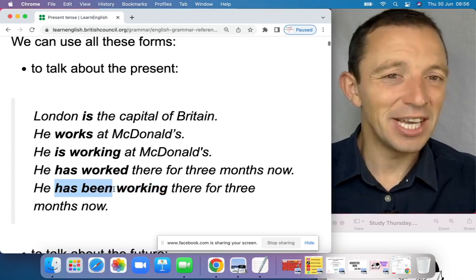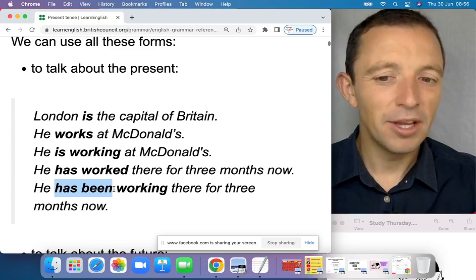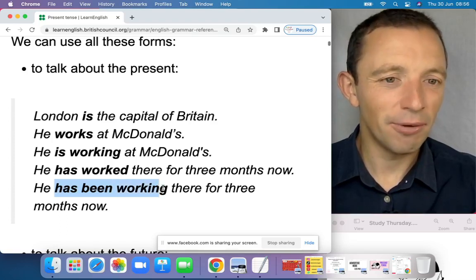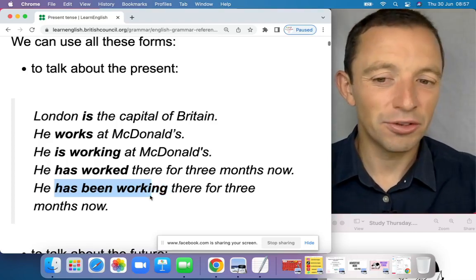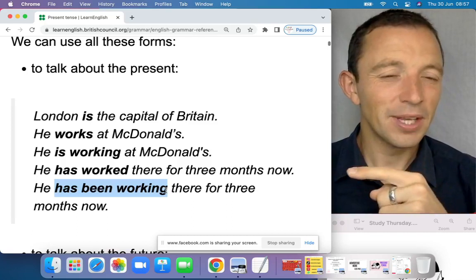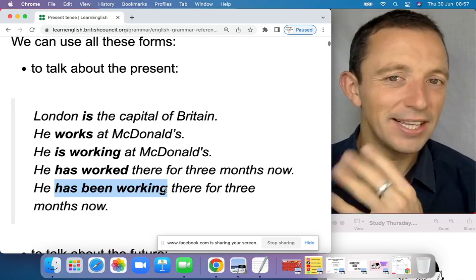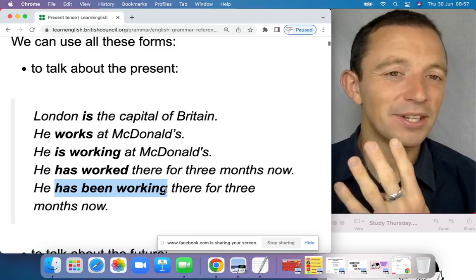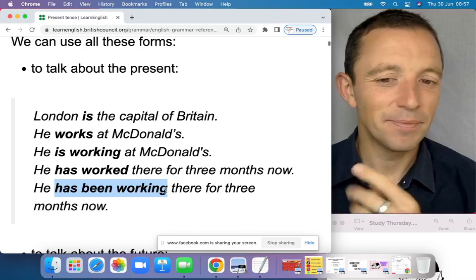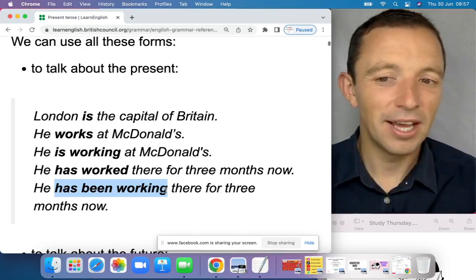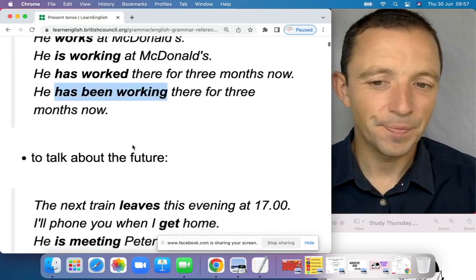The final fourth example is has been working. So this is the auxiliary verb to be in the form of the present perfect plus the ing form. And the sentence is he has been working there for 3 months now. Technically, the name of this tense is the present perfect continuous. This is the fourth tense possible for the present. And that's the most advanced. So very, very important. 4 examples of different forms to express the present tense.